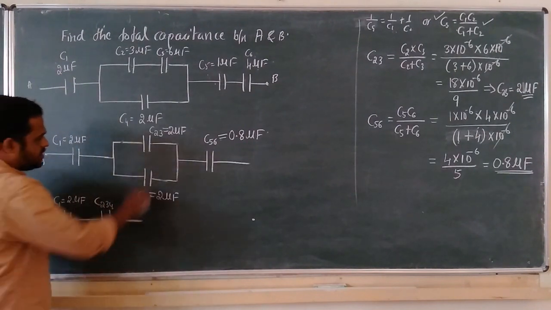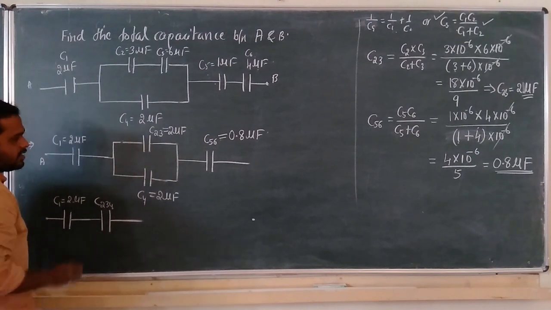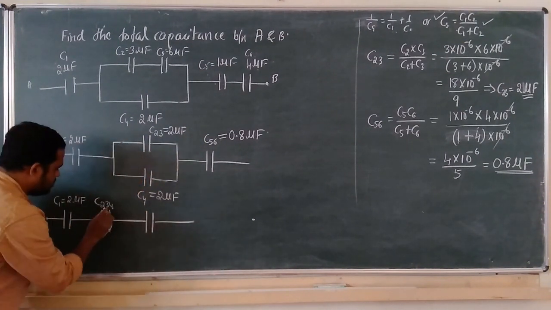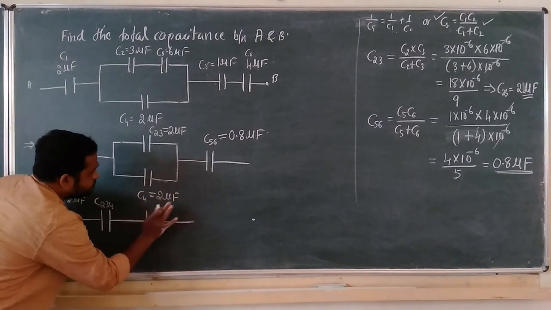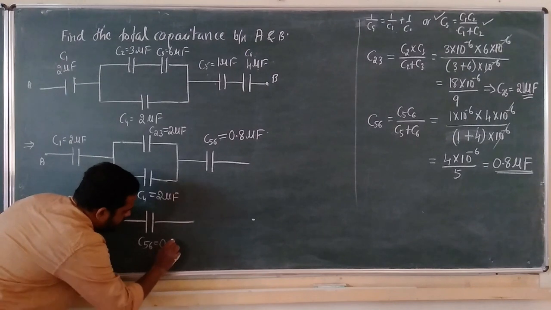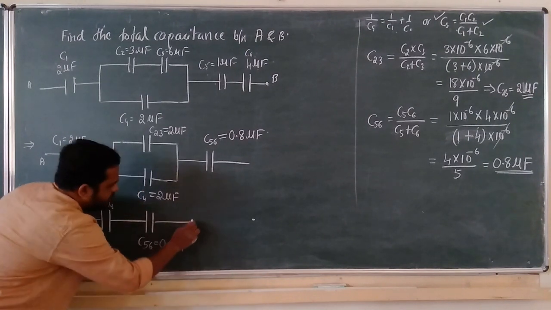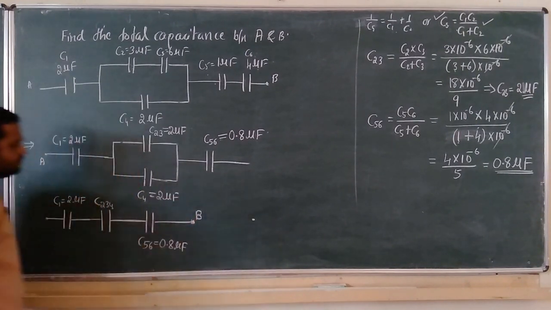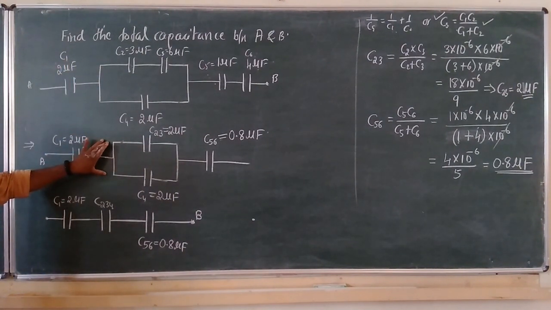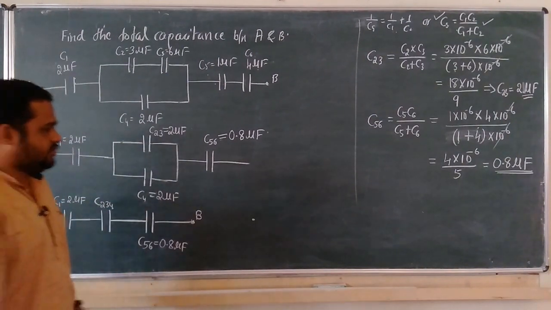So it is a single capacitor. I replaced this by a single capacitor, followed by another capacitor, that is, this is C234. Last one, that is C56, is equal to 0.8 microfarad. This is our point B. So from here we reduced the circuit to this, then to this. Now let us calculate C234.